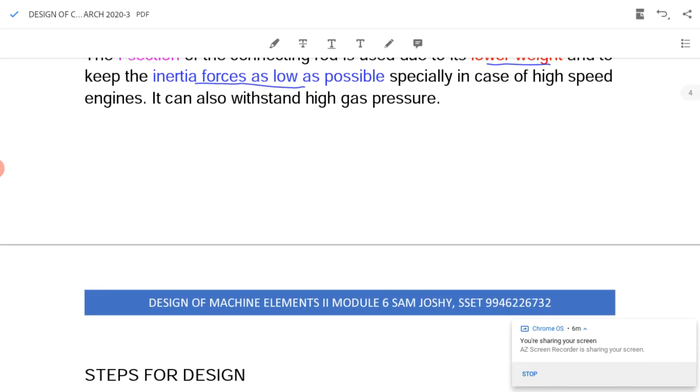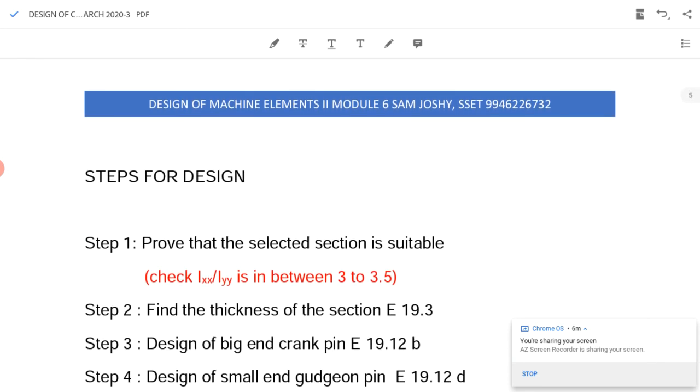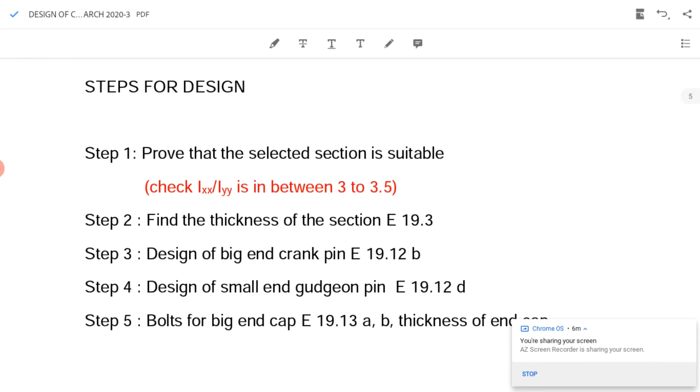Now, we will see what the steps are in the design of a connecting rod. The first thing we have to do is find whether Ixx by Iyy falls in the range 3 to 3.5.